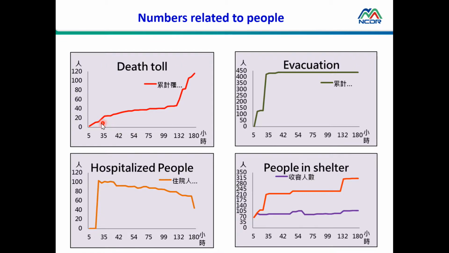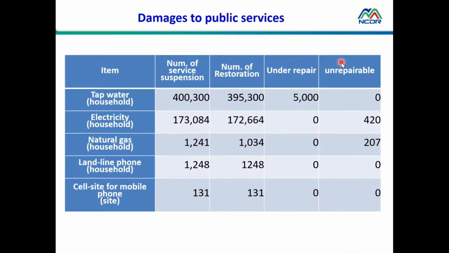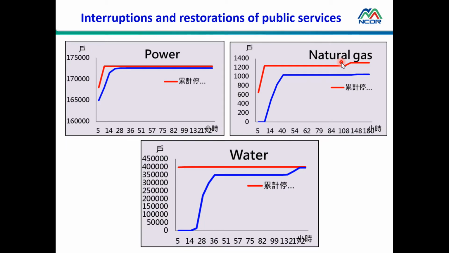And we also accumulate a lot of data. This is the death toll. We count hour by hour to see the rising trend. And the hospitalized people show that after 180 hours, the number dropped. They also understand the people in shelters. This is the total number in shelters. This is the number in shelters. And the number of evacuations. And the most important thing is here.